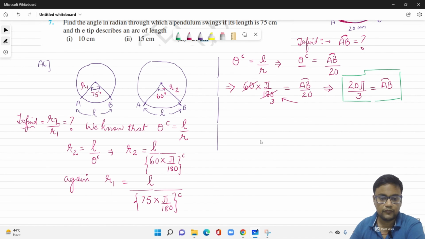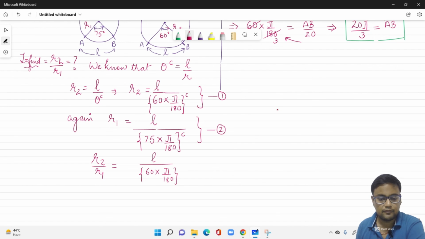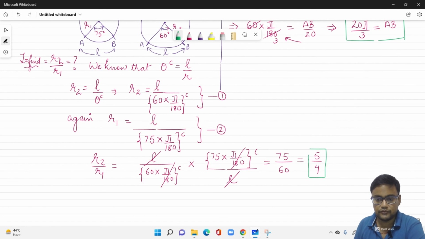क्यों, क्योंकि जब ये डिवीज़न होगा R2 ओवर R1 लिखा जाएगा तो L से L कैंसिल हो जाएगा. पहले हम ये वाला फ्रैक्शन लिख रहे हैं फर्स्ट, फिर हम ये वाला फ्रैक्शन लिखेंगे सेकंड. तो 60 इंटू पाई बाय 180 रेडियंस, डिवाइडेड बाय 75 इंटू पाई बाय 180 अपॉन एल. तो एल से एल कैंसिल हो गया, पाई भी कैंसिल हो जाएंगे, सो 75 बाय 60, 15 की टेबल में आते हैं, 15 5s and 15 4s, so the ratio is 5:4.